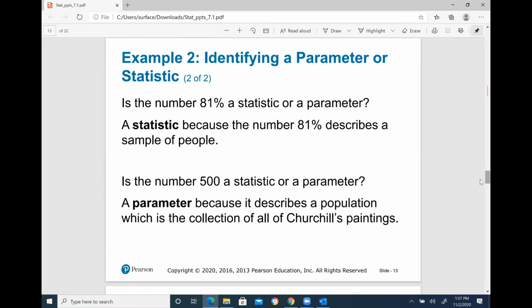So here are the solutions. Number 81 is a statistic, not a parameter, because the 81% describes a sample of the people. And is the number 500 a statistic or a parameter? It is a parameter because it describes a population, which is the collection of Churchill's paintings in his lifetime.